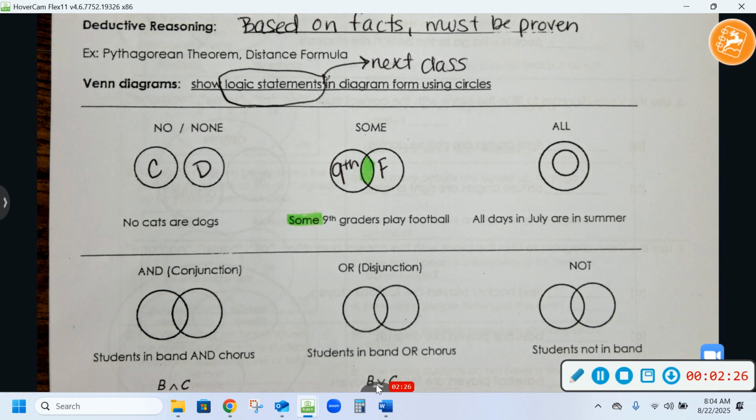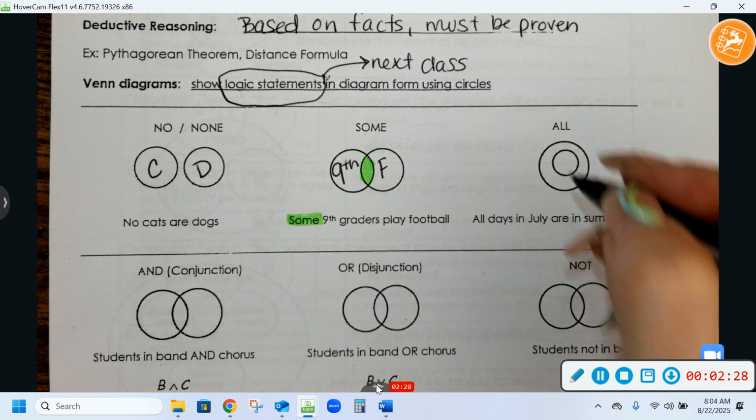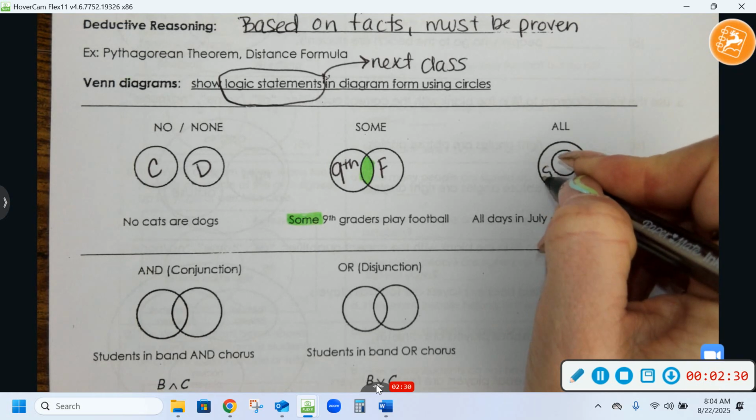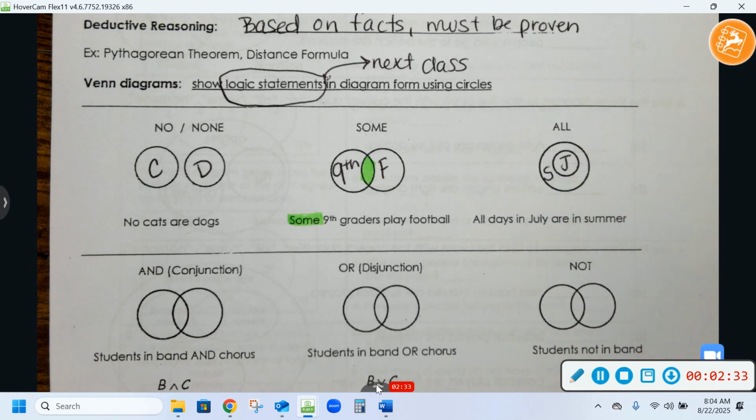All the days in July are in summer. So the big circle would be summer. The small circle would be July. All. So, always, quiz, test, SOL, you will see problems like this where you have to determine is it no, some, or all.